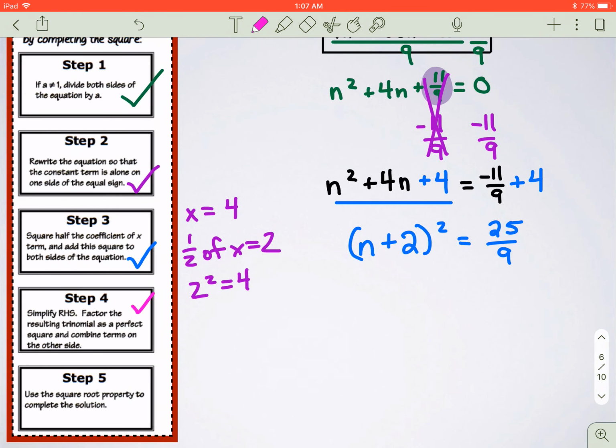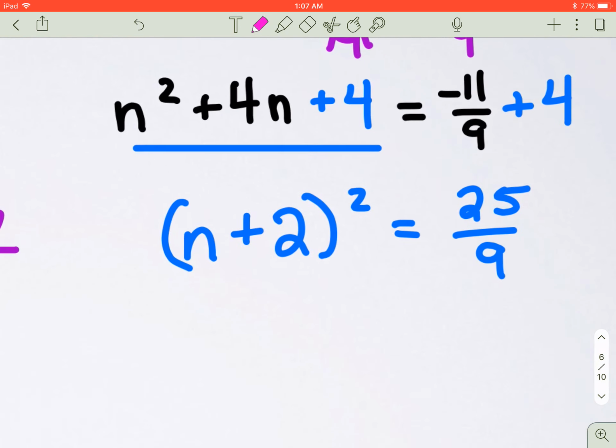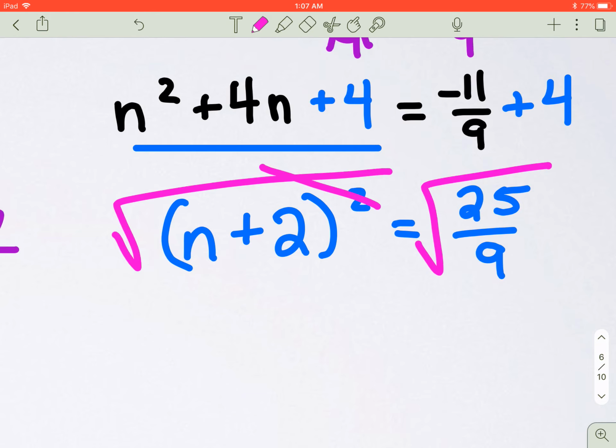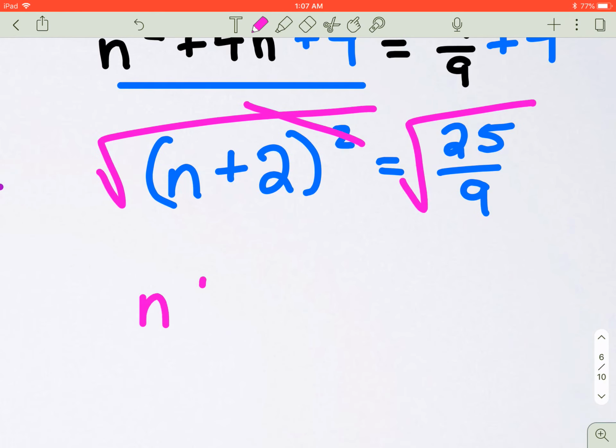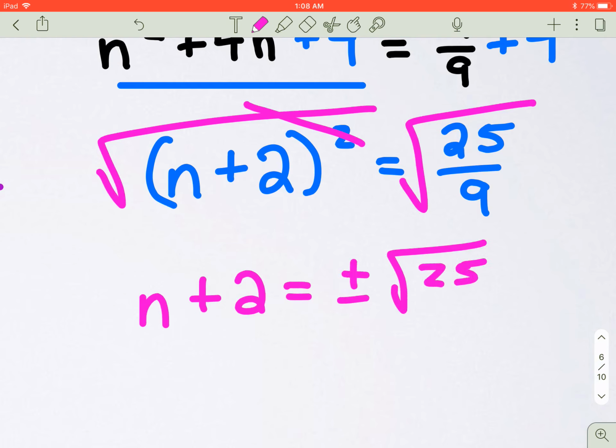So now I have completed step 4. Last and final step says use the square root property to complete the solution. So I'd have to take the square root of both sides. They'd cancel out. I'd be left with n plus 2 equals plus or minus the square root of 25 ninths.